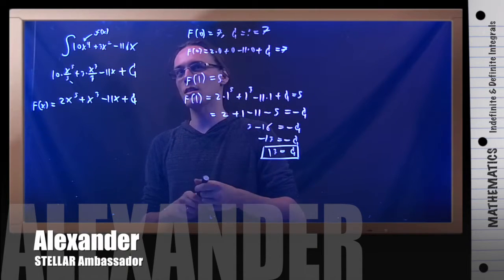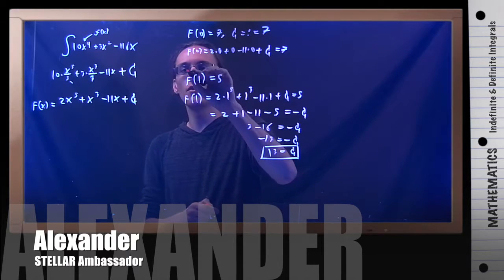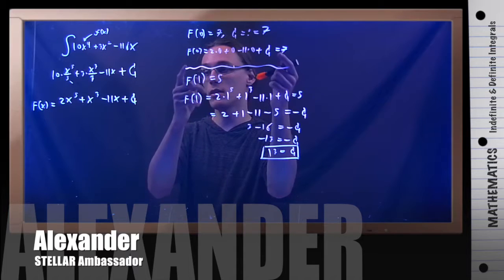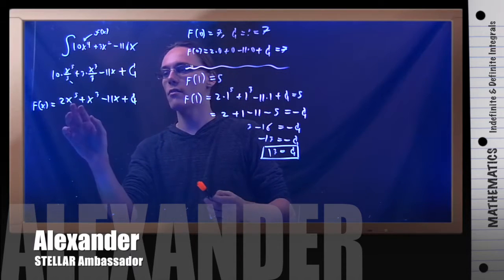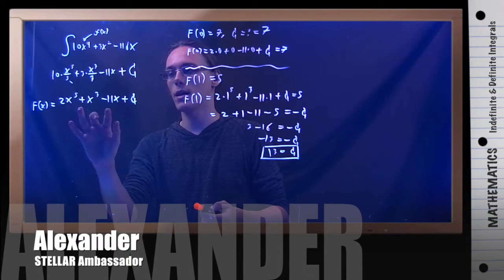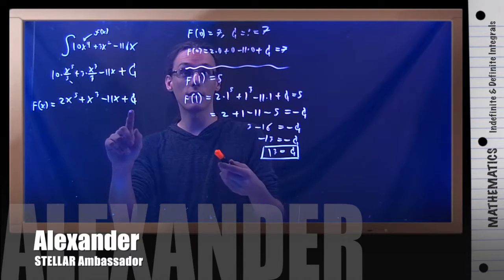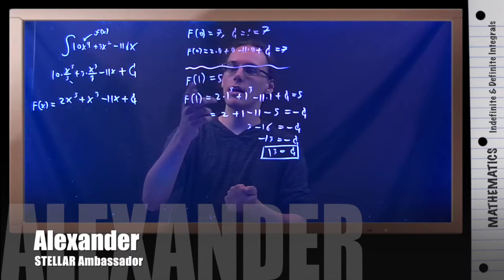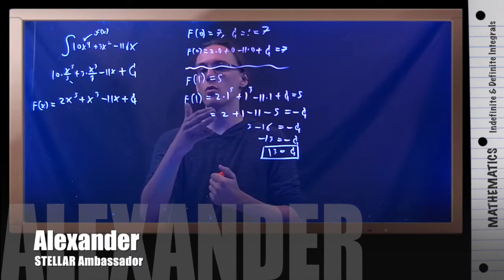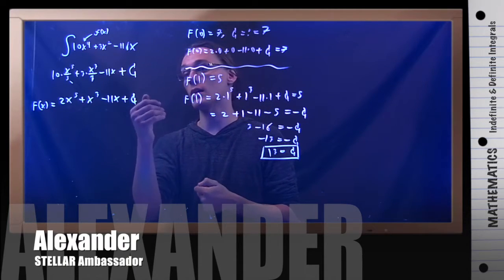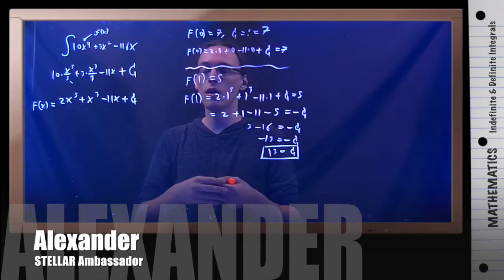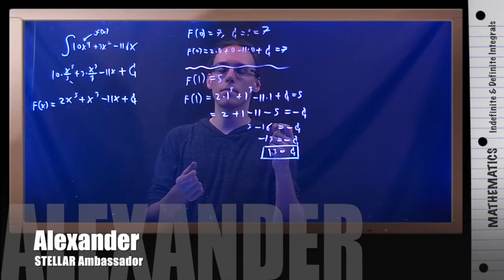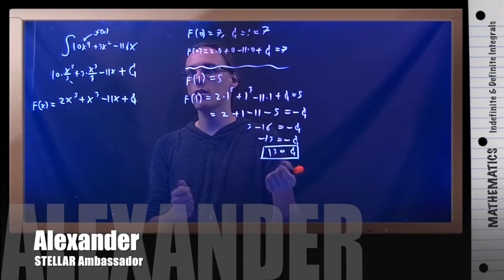And these aren't consistent. These can't both be true at the same time. Notice that if we found that c was 7, and then we plugged in 1 using that, then we'd actually have 2 plus 1 for 3, minus 11 for negative 8, plus 7. So we'd get negative 1, not 5. Likewise, if we say that F of 1 is 5, we're going to get a different result when we go back up here. Namely, we'd get that c was 13. So that's this example showing an indefinite integral and how the initial conditions can change what your constant is.